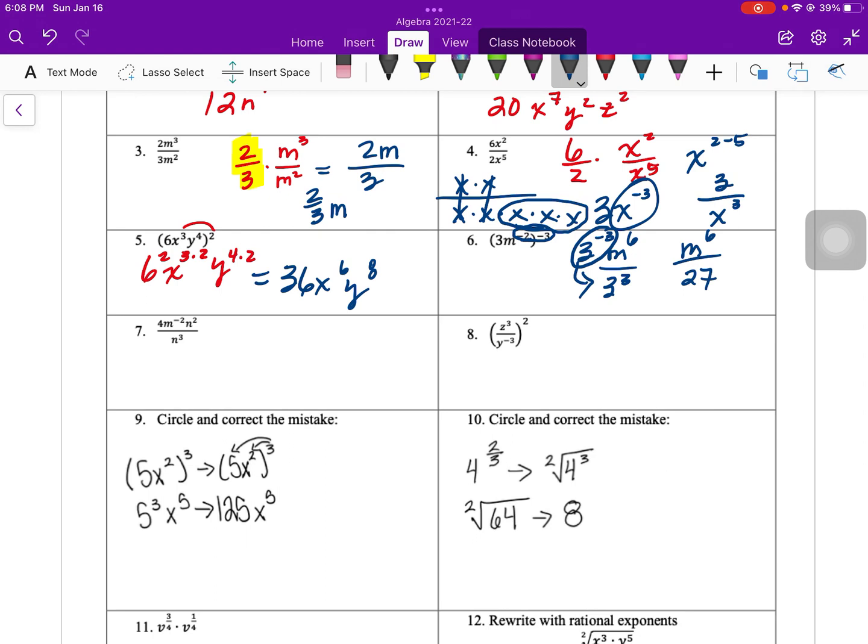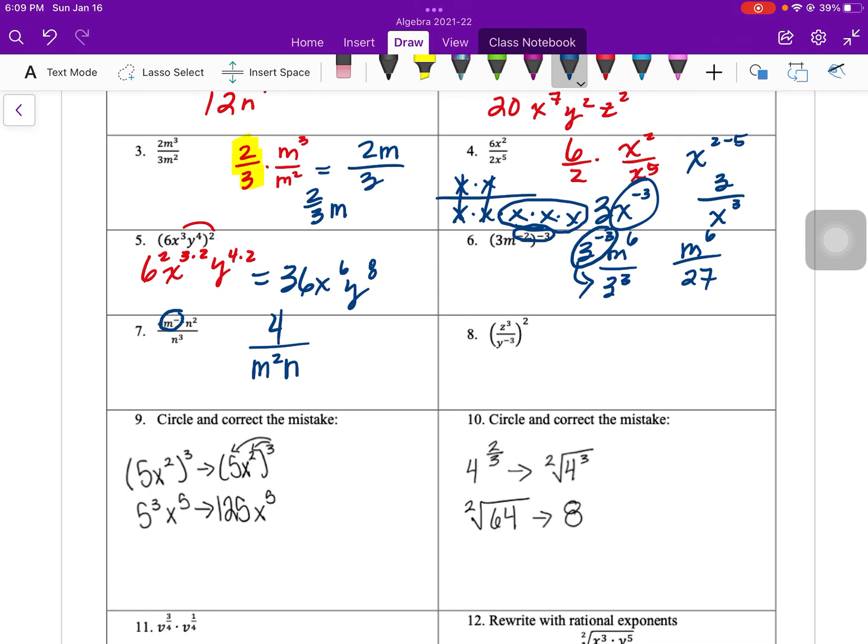All right, so we've got a couple things going on in number 7. The 4 is just going to stay right where it is in the numerator because we can't do anything with that. And then this m to the negative 2nd is going to move down in the denominator. There's no other m's to combine that with, so you just leave it. You could subtract exponents with your powers of n. But again, if you think about this logically, you have 2 n's in the numerator and 3 in the denominator. So if you cancel the extras, you just have 1 n left over. So I'm going to clean this up so it looks a little bit more like a fraction. So it's 4 over m squared n.